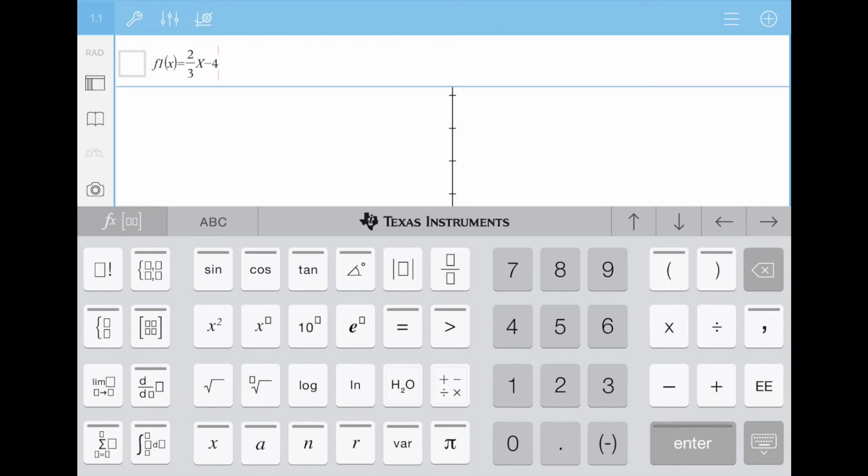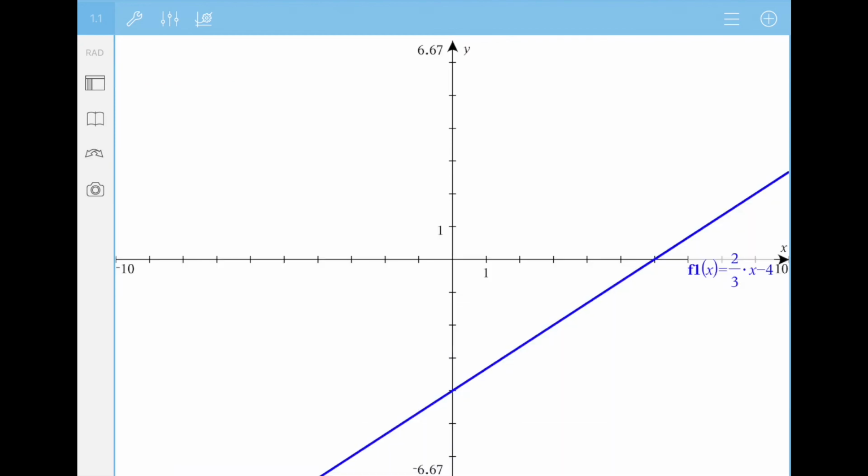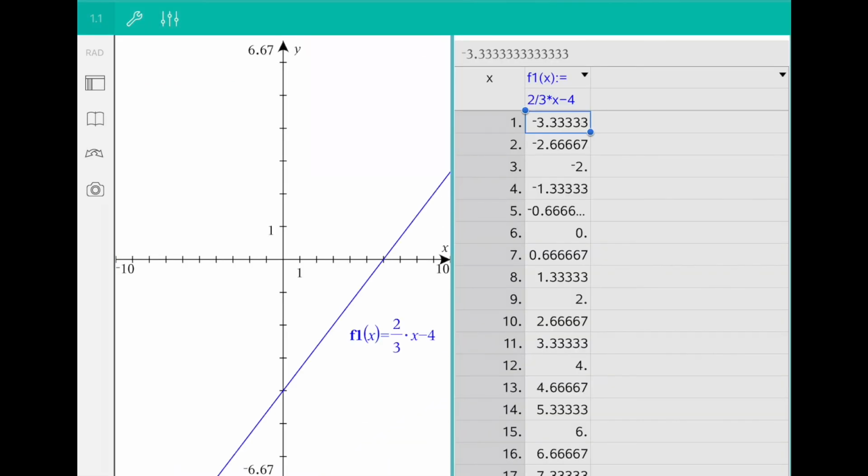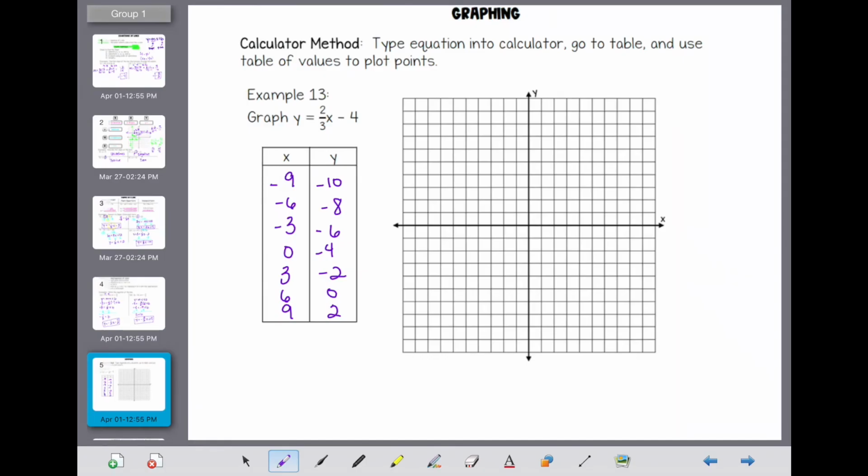So my first step is to type in the equation, and then I can hit enter, and I see my graph. So in my table, I'm seeing a lot of decimals. What I want to do is use any value that is using whole numbers. So I'm going to take those whole number values and put them next to my graph in the T-chart. Then I can go ahead and plot my points.